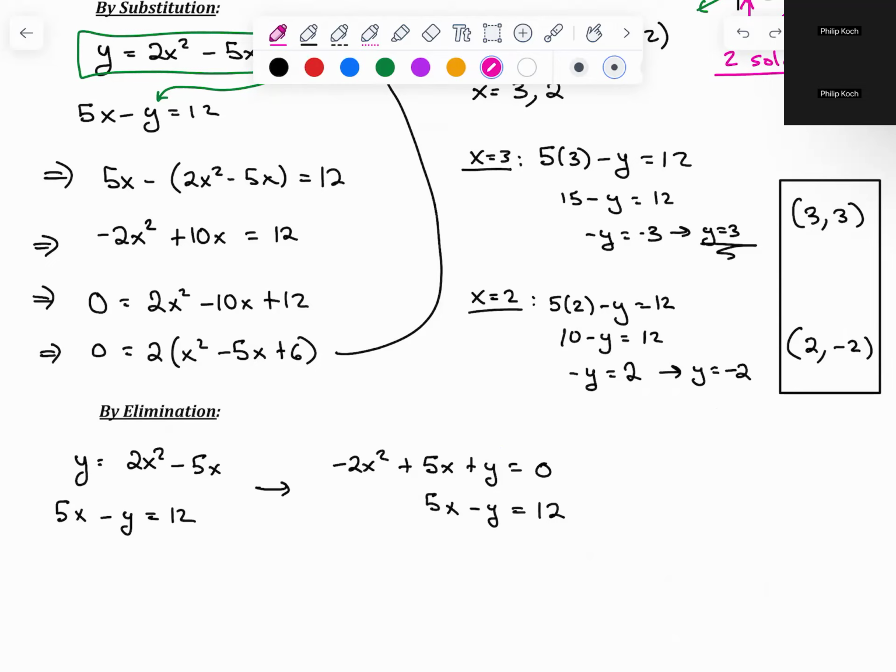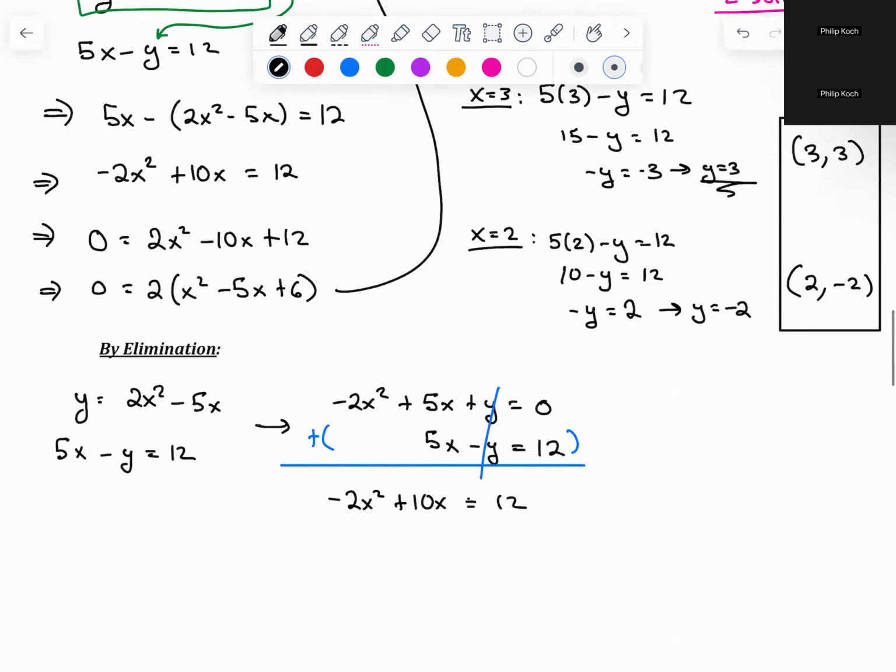And the good news is these already have the same number on their y terms with opposite signs. So we can add the two together. The y's cancel. And we get negative 2x squared plus 5x plus 5x is plus 10x equals negative 12, and so on. I'll explain what I mean in just a moment.